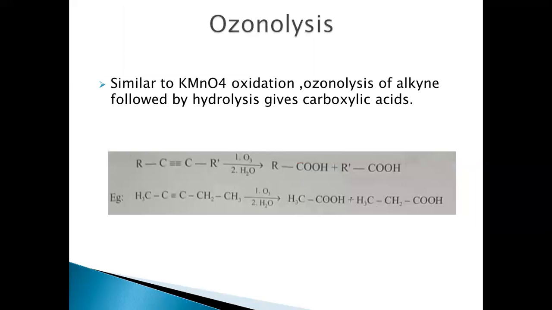Now, let's see the ozonolysis. This is similar to the potassium permanganate oxidation. Ozonolysis followed by hydrolysis will give you these carboxylic acids here, RCOH and RCOH, and this one is CH3COH and CH3CH2COH. So this ozonolysis and oxidation with KMnO4 is used to determine the position of the triple bond in the alkynes here.